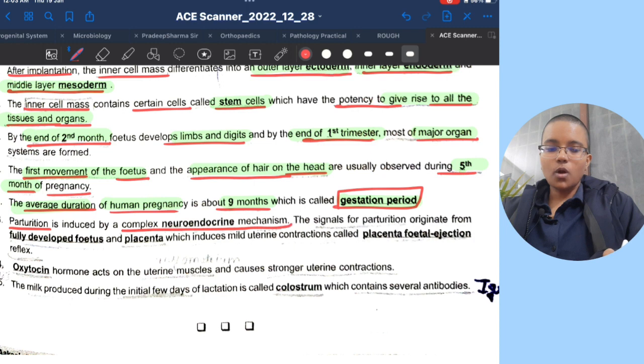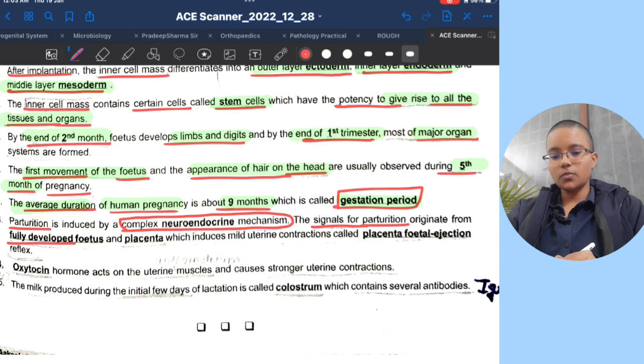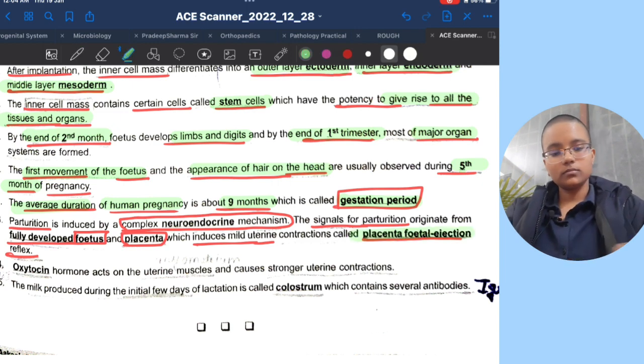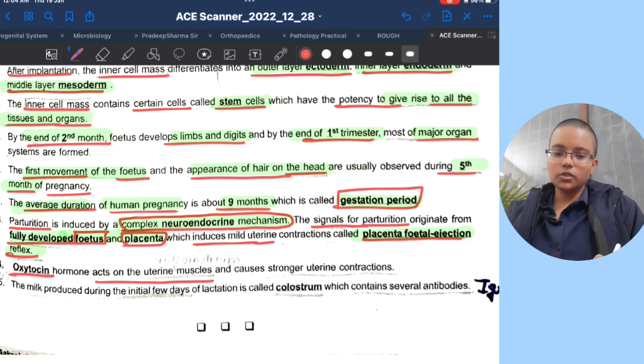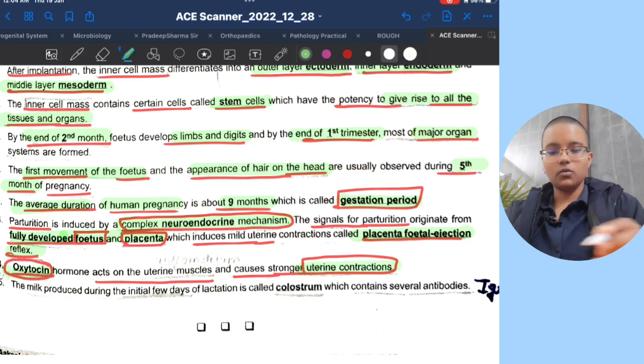Parturition is induced by a complex neuroendocrine mechanism. The signals for parturition originate from the fully developed fetus and placenta, which induce mild uterine contractions called the fetal ejection reflex. The fetus and the placenta give the signal that it is ready to come out. The hormone oxytocin acts on the uterine muscles and causes stronger uterine contractions.